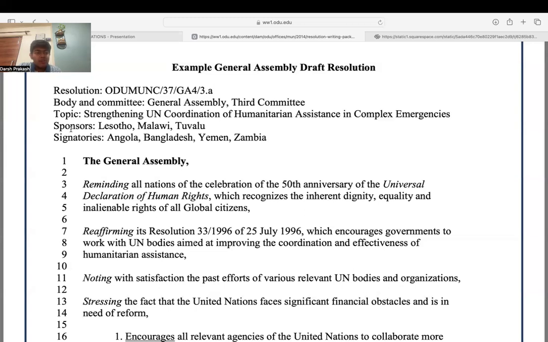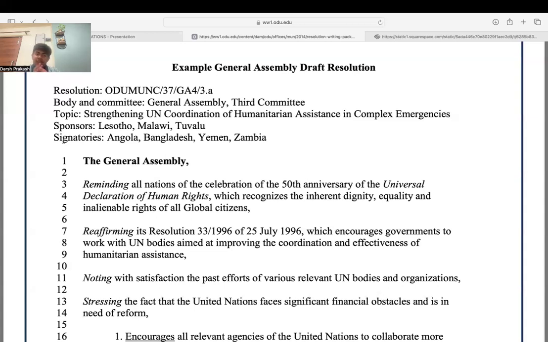After that, you need to write sponsors and signatories. Now, what are sponsors and signatories? Sponsors are basically those people who actually write the draft resolution. So here it's Lesotho, Malawi, and Tuvalu. These are the three countries that have actually written the draft resolution, right? And now comes the signatories. There are four signatories, who are Angola, Bangladesh, Yemen, and Zambia, right?